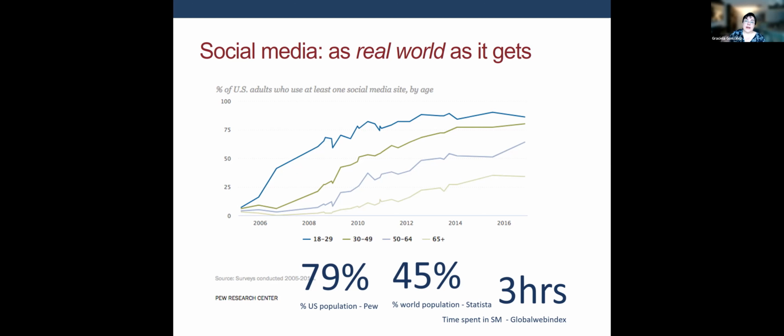Why do I emphasize the time? Because there's a lot of information that flows in that amount of time. So if we get each and every one of this 79% or 45% of people producing or consuming information, there's a lot of knowledge that is exchanged. So we want to be able to capture it.